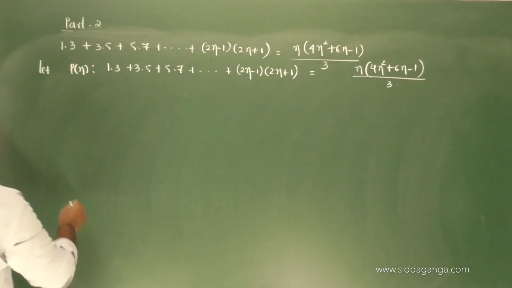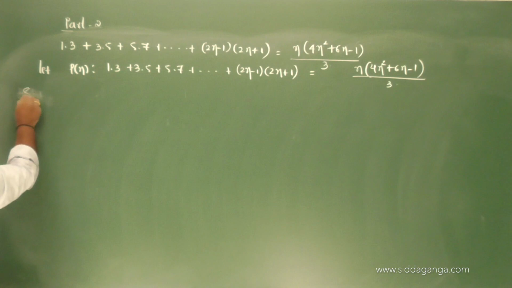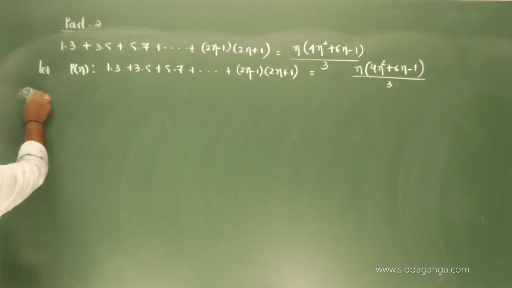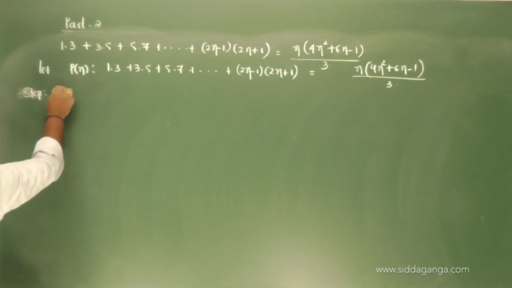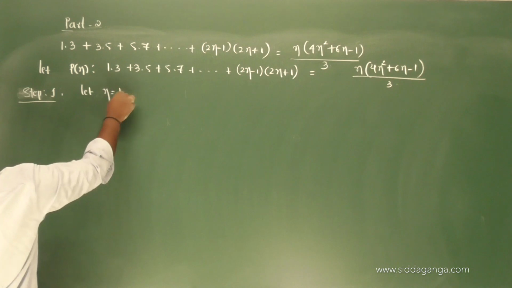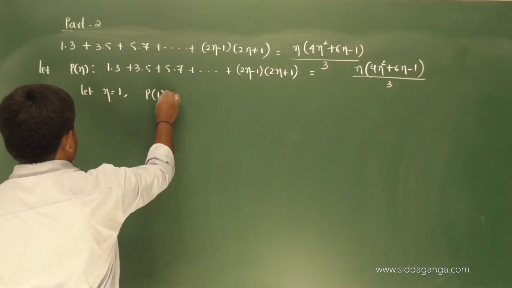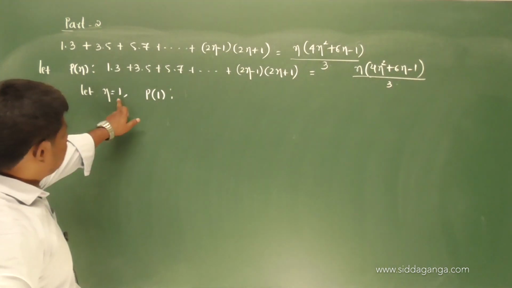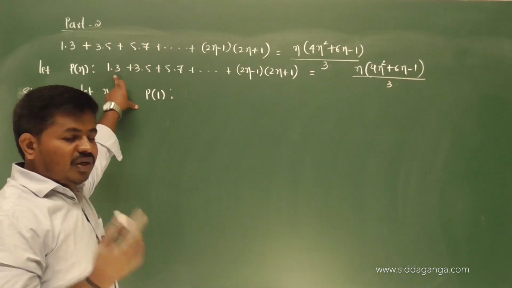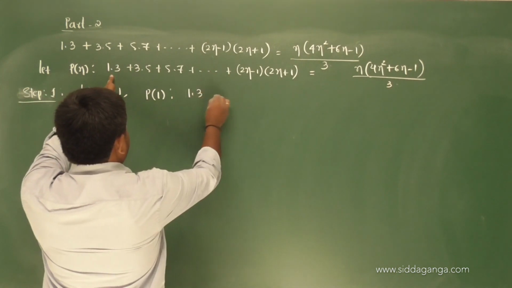What is the next step? Let me write Step 1, or you can write directly: let n is equal to 1. Step 1 is what? Let n is equal to 1. Yes, I am proving P of 1 is true, right? So the first term, in the sense, the sum of the first one term. What is the first term? 1 into 3.